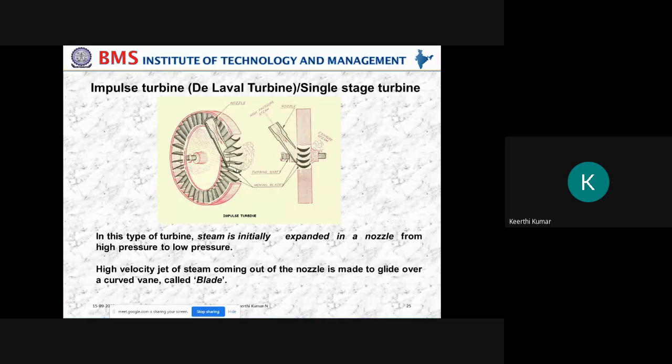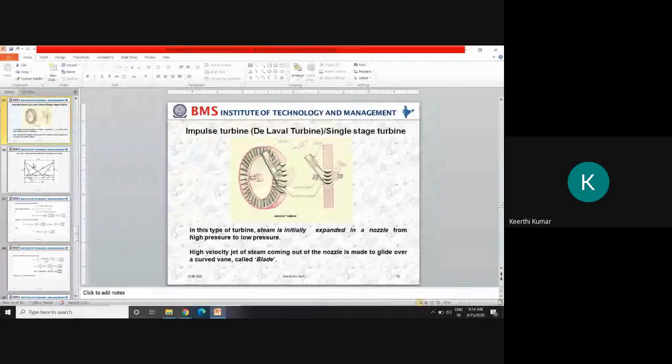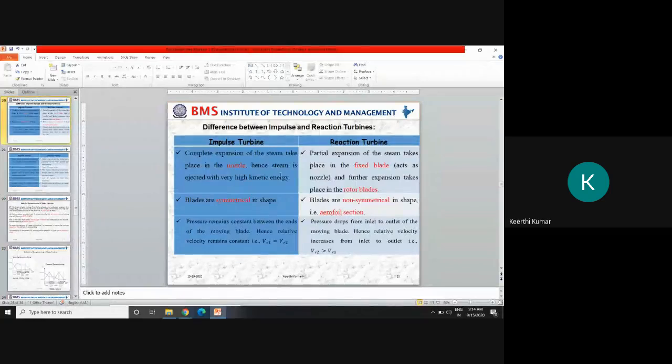What is the shape of the blades in impulse turbine? Do you remember? Anyone? Bucket shape. Huh? Bucket shape. No. Here, today I did, no? I'll show you. Here, today we went here. The blades are symmetrical in shape in the impulse turbine. Now I am doing the impulse turbine. No, the blades are symmetrical in shape in the impulse turbine.